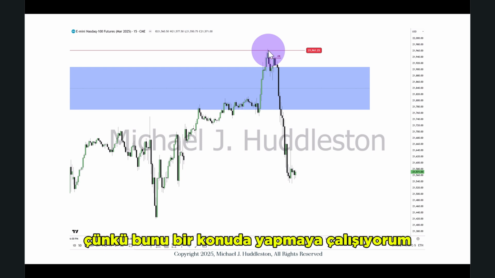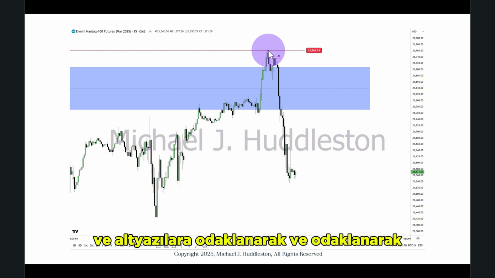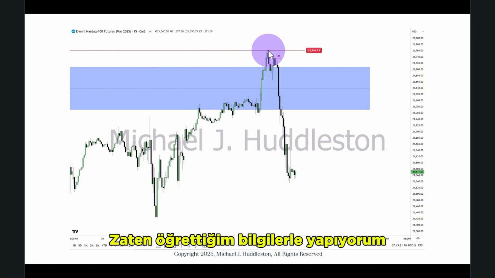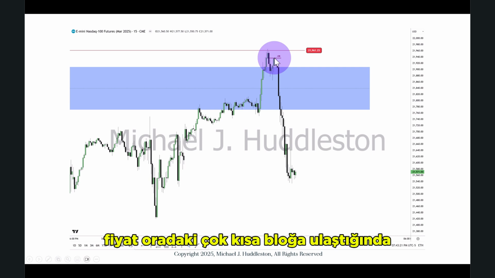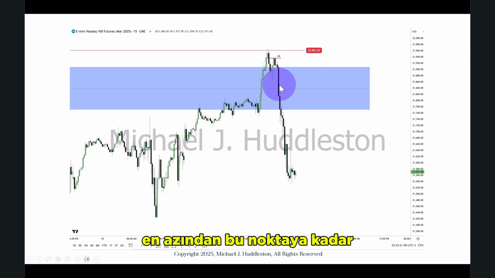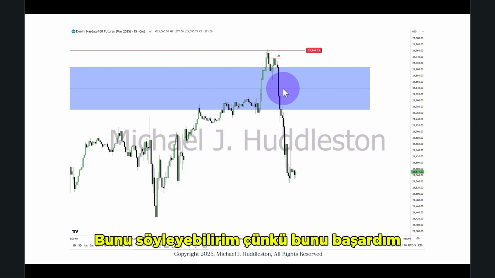And that's good because I'm trying to do this in a manner where all I'm doing is focusing on the content and the setups, and showcasing what it is I'm doing with the information that I already taught. But when the price hit that bearish order block there, I knew that it was likely to trade to at least this point here at 21,750. I can say that because I executed on it.